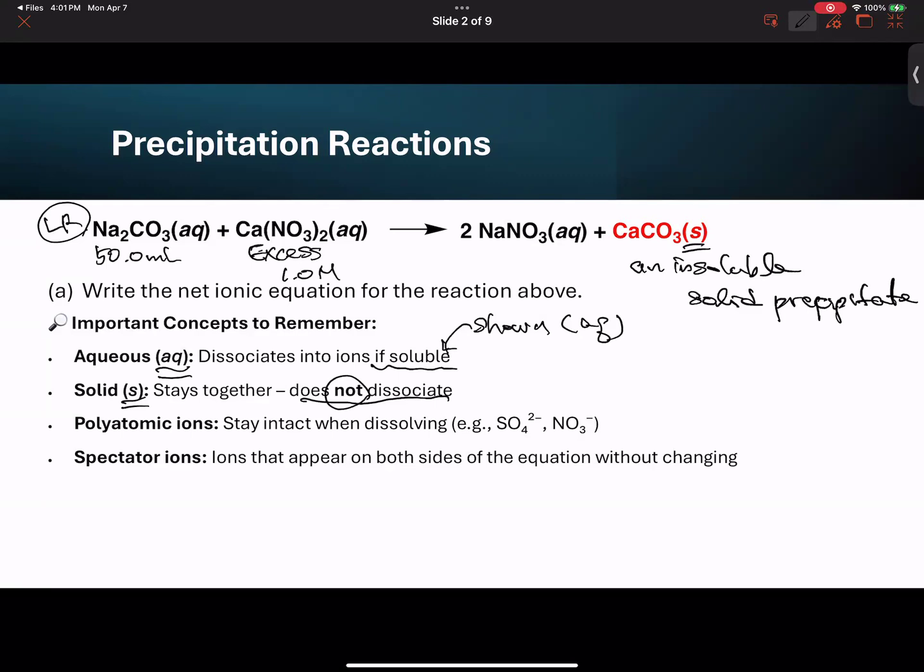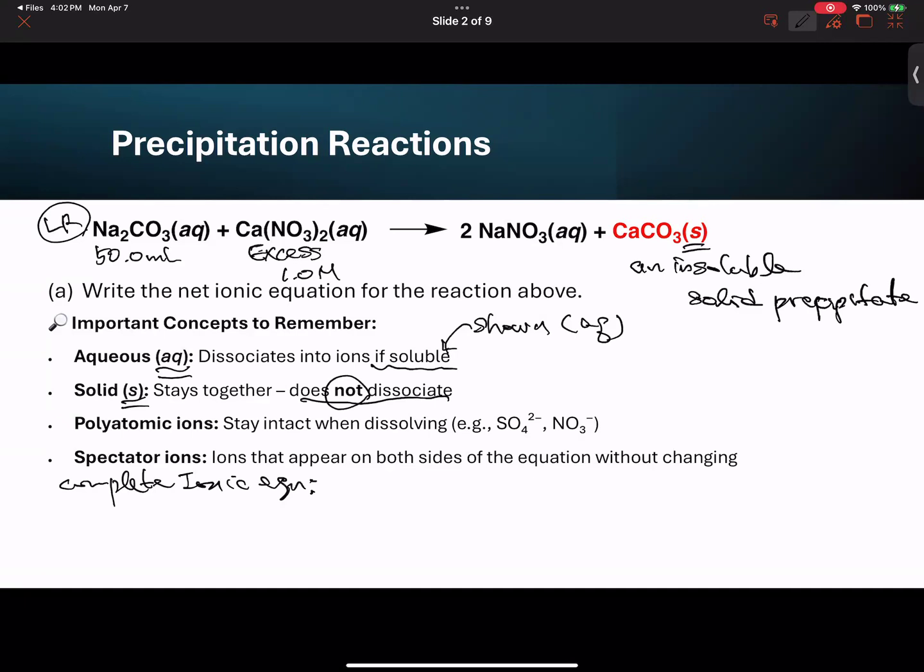Polyatomic ions usually do not dissociate. So sulfate, nitrate, and in this case carbonate, do not break them apart; write them as they are. And spectator ions do not participate in chemical reactions. They are just part of a physical change. Initially, they were in a small amount of solution. When we mix them together, they are present in a larger amount of solution, but their chemical identity does not change. So it is a spectator ion. Let's first write the complete ionic equation.